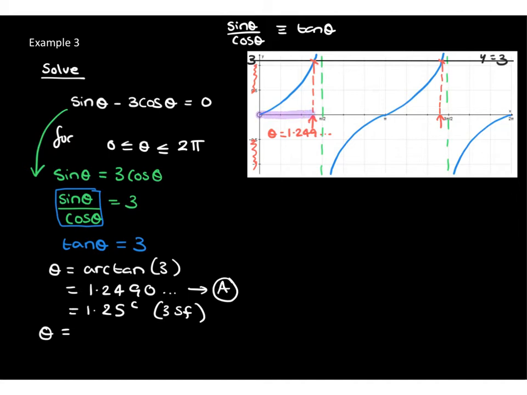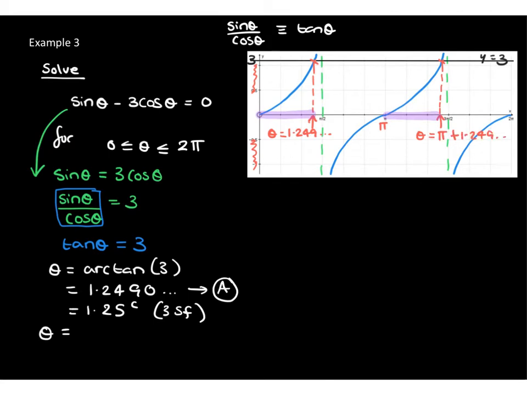So look at that gap there. That gap in purple is a length of 1.249 on the x-axis. And then look at that repetition there. It's exactly the same gap. So theta is then equal to pi, which is here, plus that purple gap here. So this value, theta, is pi plus 1.249.